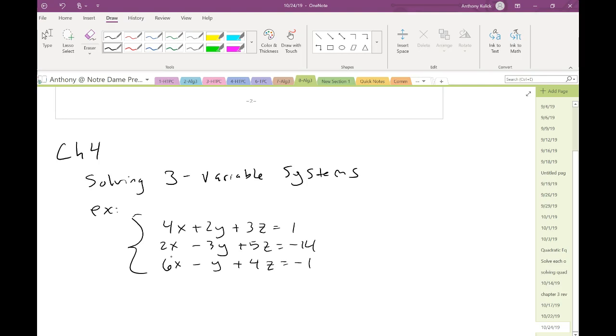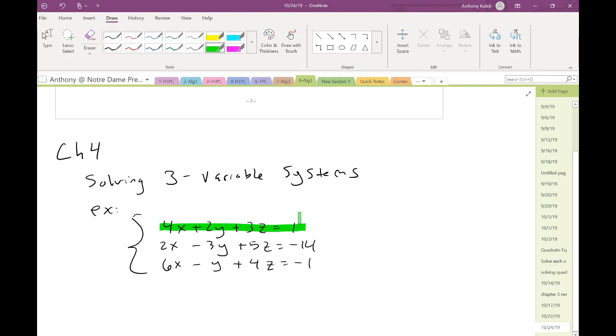So to this point, we had talked about three methods to solve a system of equations. The first method was graphing. Now, if I try to graph one of these equations that's in three variables, what kind of shape is my graph going to be? It's going to be a plane.